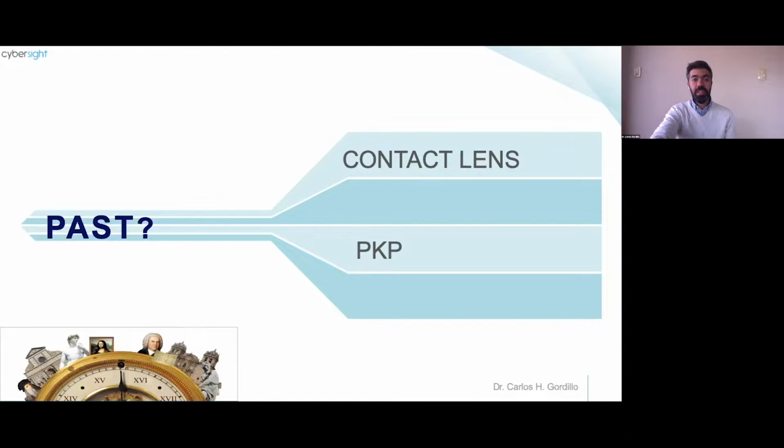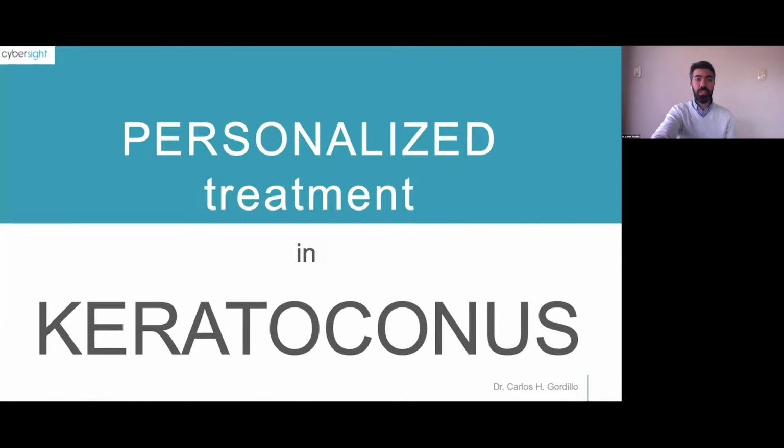In the past, the only options we had to propose for patients with advanced keratoconus were contact lenses until they could no longer tolerate them, and after that, corneal keratoplasty, the penetrating keratoplasty. This has been changing through the years with the advance of ophthalmology. So right now, we like to call this treatment of keratoconus personalized.